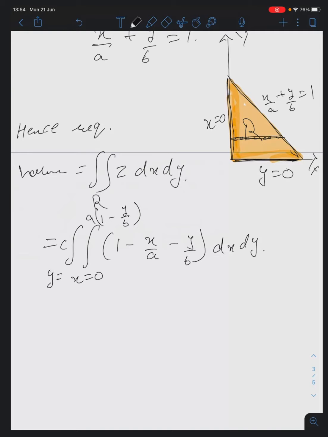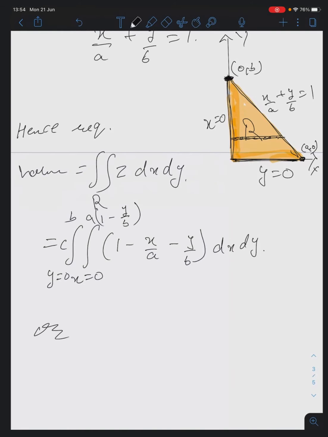And limits of y will be from constants. So y is maximum 0 to where? 0 to b. Okay, be careful. This is the point. What is this point? To find out this point, in the equation of line you substitute x as 0, you will get y value, which is 0 comma b. And this point is a comma 0. So limits of y will be from 0 to b you will get.